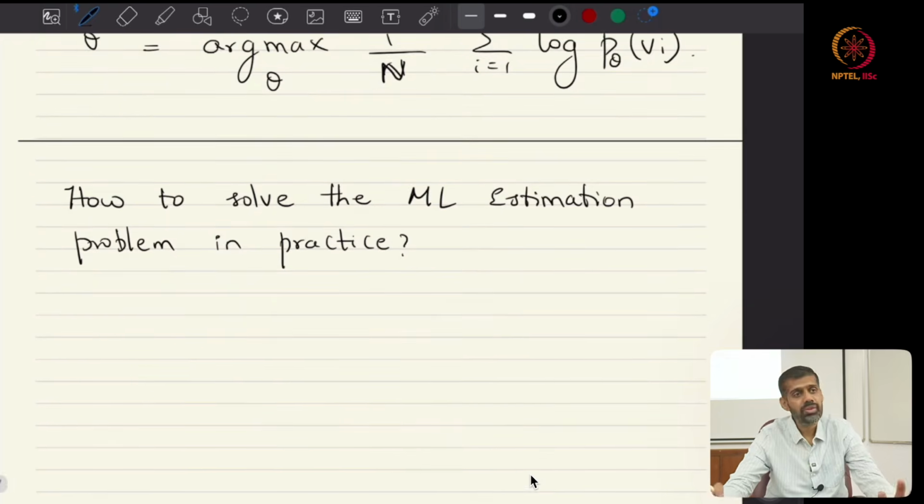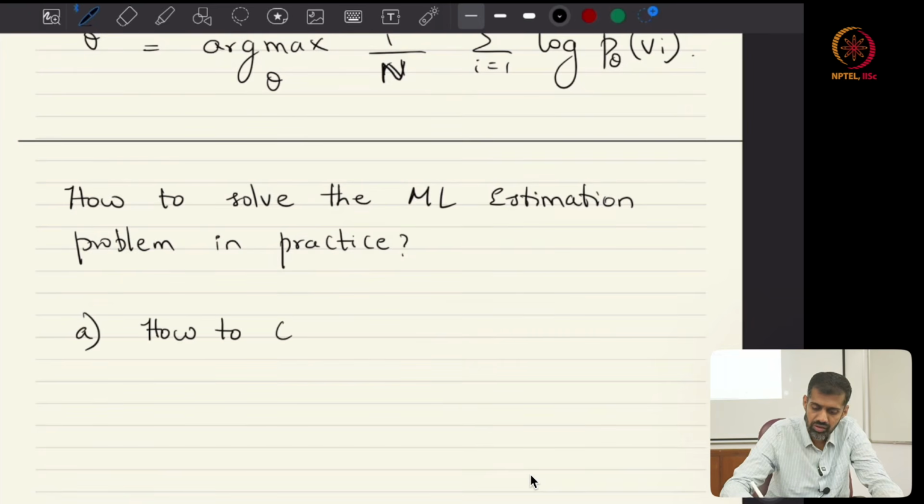So typically what happens is the following. Now this boils down to two questions actually. One, let's write that. One question is how to choose p theta. Second thing is how to solve the optimization problem.